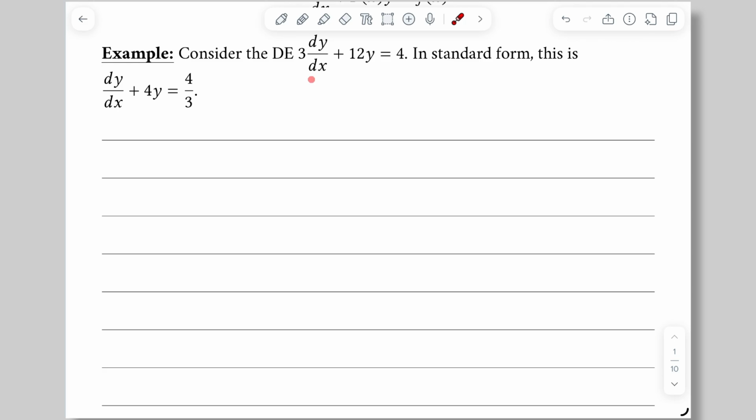Consider 3 dy dx plus 12y is equal to 4. We have constant coefficients, but the dependent variable y appears as nothing more interesting than itself times 12 and then its derivative times 3. Putting it into standard form, we've divided by 3 and we have dy dx plus 4y is equal to 4/3. I'll give you the start to finish process later. For now though, I'm just going to show you how it works.